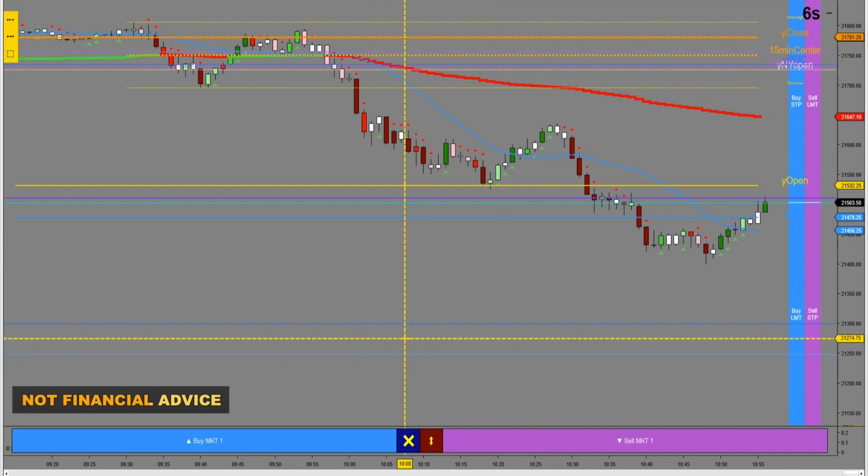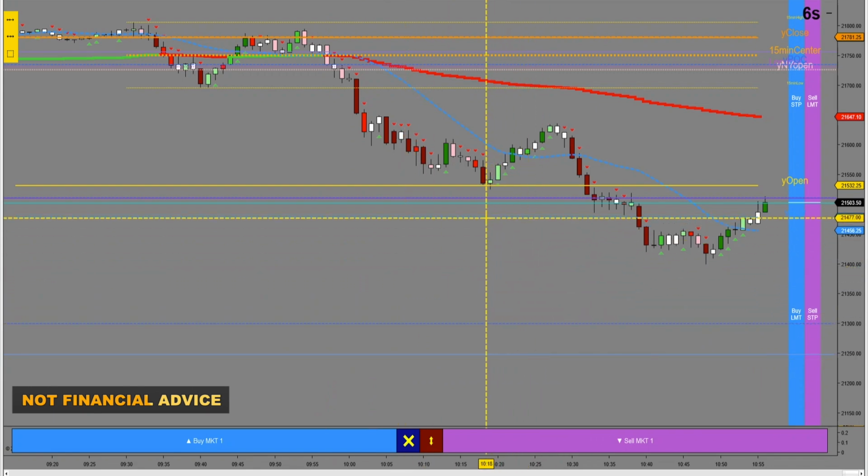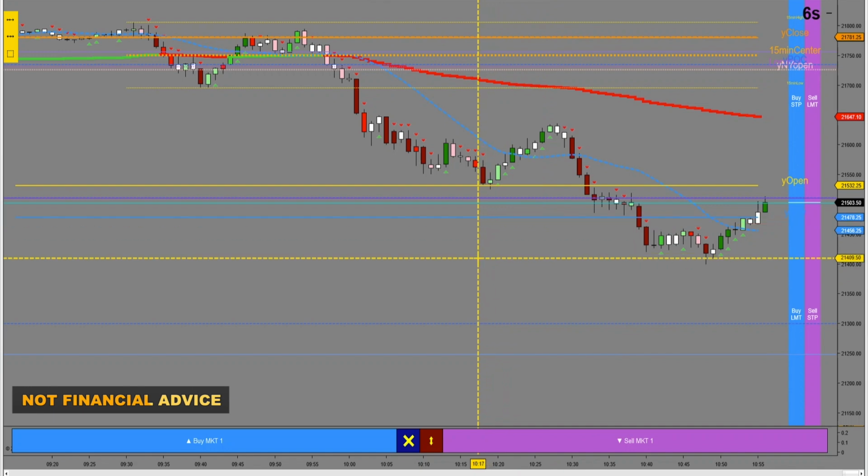As far as settings go, this is an NQ 1-minute chart, and the 3 levels of delta that I'm using for this NQ 1-minute chart are 100, 200, and 300.